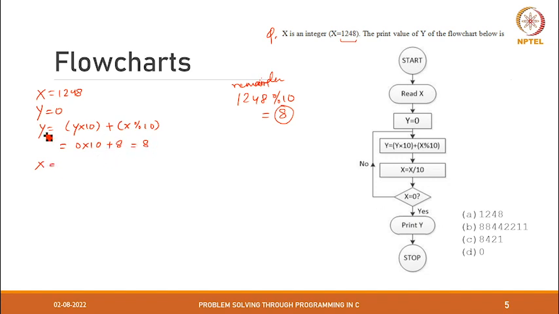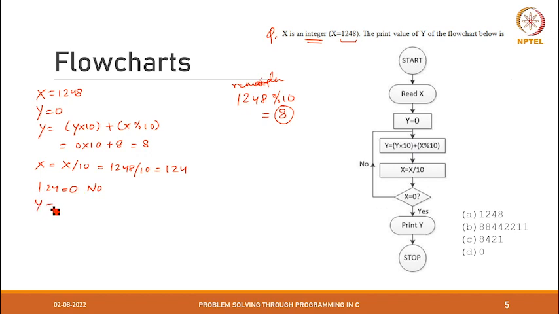So y is equal to 8, that we have found out, and then we are saying that x is x by 10. So 1248 by 10, here we will just discard the decimal part, because it's an integer we have said, so it will definitely not have the decimal point value. So this 0.8 will be simply discarded, so it will be 124. Now is x equal to 0? No, it is not equal to 0. So this is not satisfied yet, so we'll go through the no route, and it will return back here.